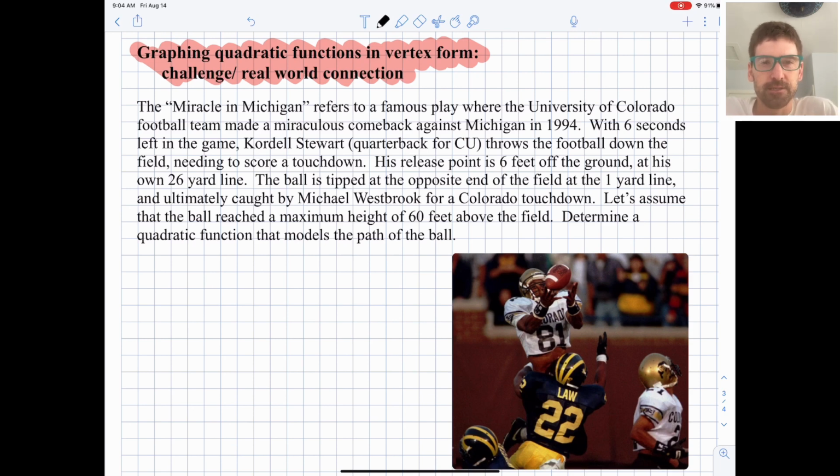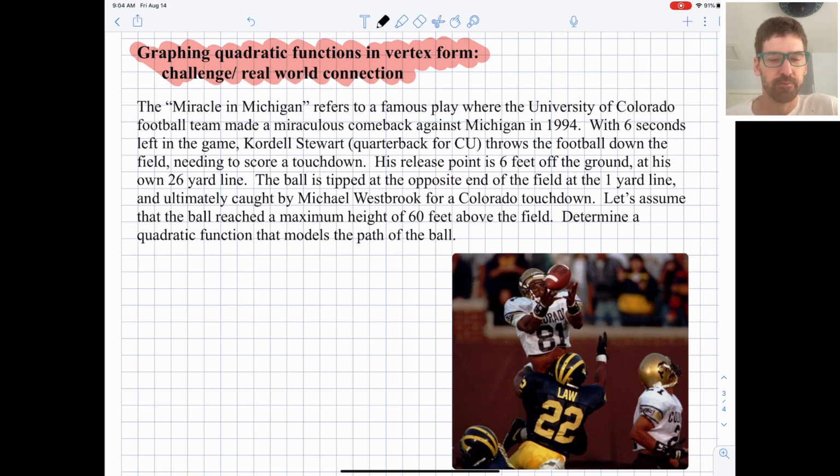And I looked at the YouTube video a few times to try to get a sense of what the numbers were, so I have to make some guesses here. But let's say the release point from when he let go of the football was 6 feet off the ground at his own 26-yard line. And then the ball was tipped at the opposite end of the field at the 1-yard line. And then it was ultimately caught by Michael Westbrook, who you can see in this photo, for a Colorado touchdown.